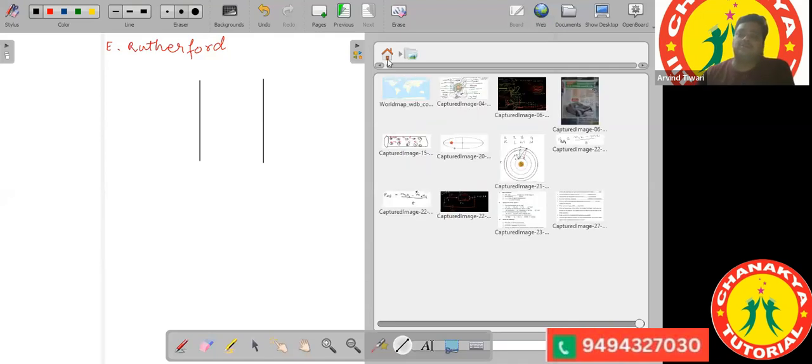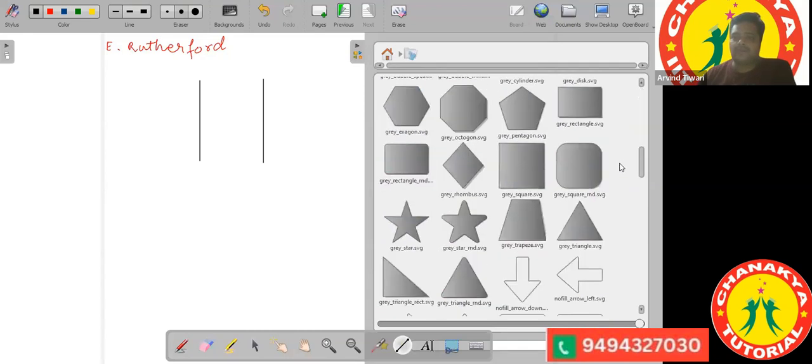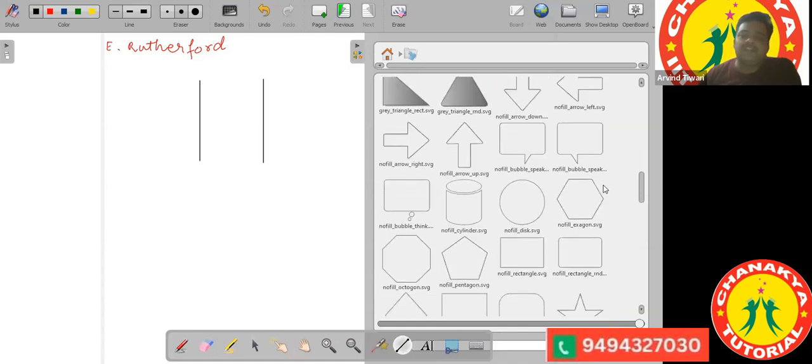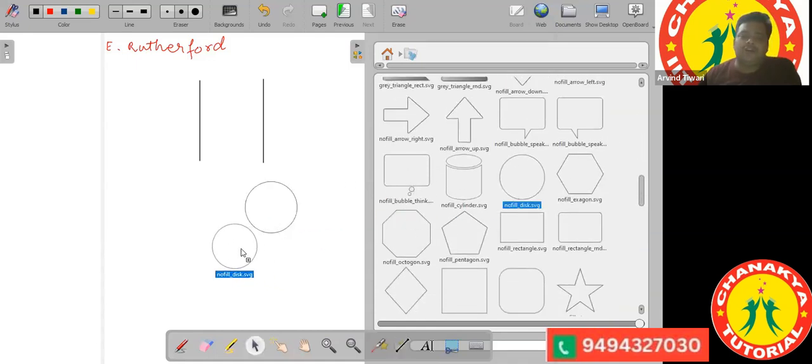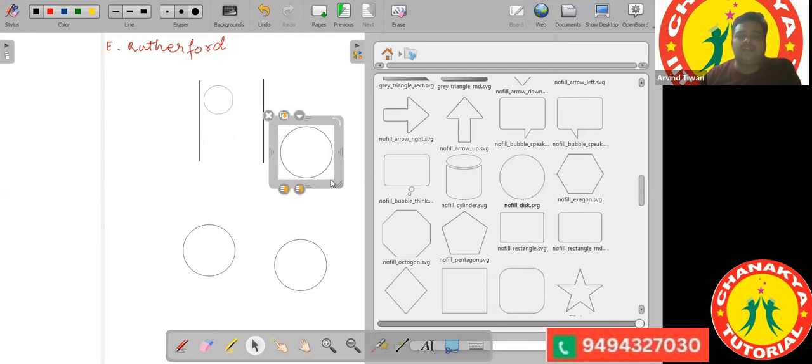So there are two visualizations. If we understand the Rutherford model, according to Rutherford, the atoms were something like this. This was Rutherford's visualization on the basis of which he explained. He said that the atom is spherical, but most of the space inside the atom is empty.